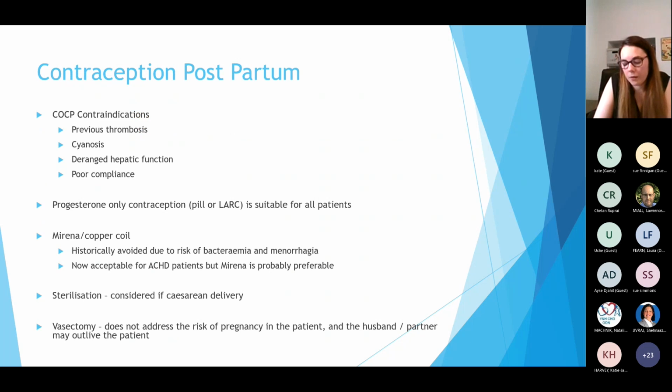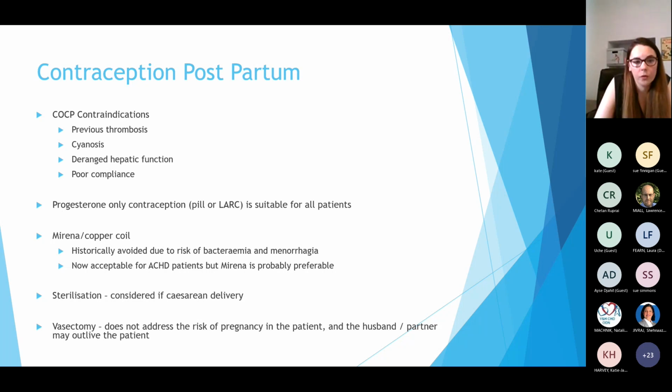Postpartum, you should be considering contraception. The usual contraindications for combined oral contraceptives are the same as for the general population. So not advised if there's previous history of thrombosis, deranged hepatic function. But for our cohort, we don't recommend them if there is cyanotic congenital heart disease. It's also not a particularly reliable form of contraception if we know the patients have poor compliance to medications, and this is the same for the progesterone-only pill. But on the whole, progesterone-only contraception is very suitable for all patients.